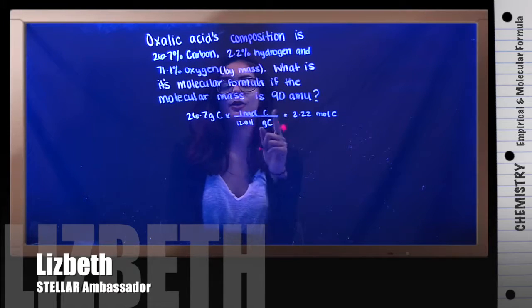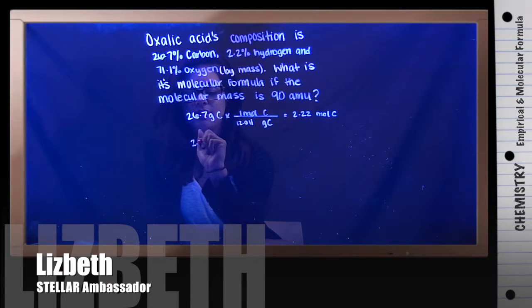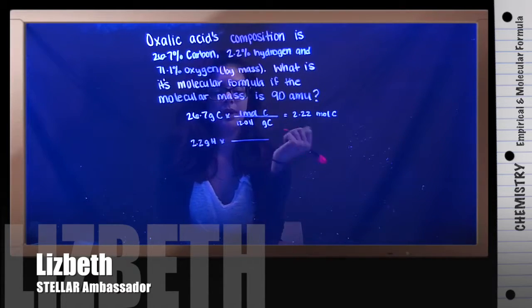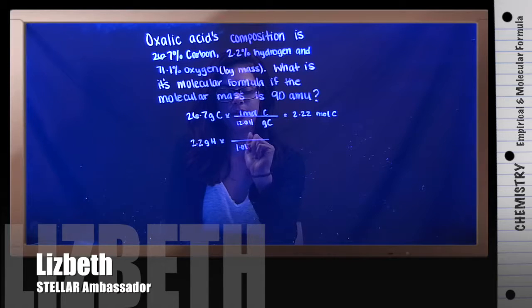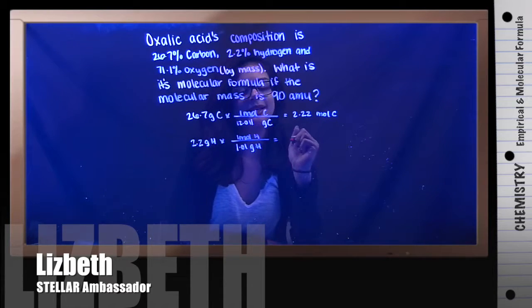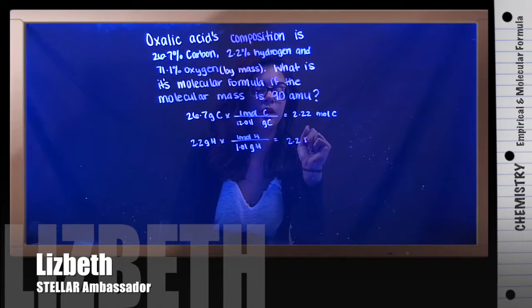Now we're going to go ahead and do hydrogen. So we're going to start off with 2.2 grams of hydrogen, and we're going to convert that to moles. The molar mass of hydrogen is around 1.01, and that's going to be in 1 mole of hydrogen. And when you divide that out, that's going to give you 2.2 moles of hydrogen.